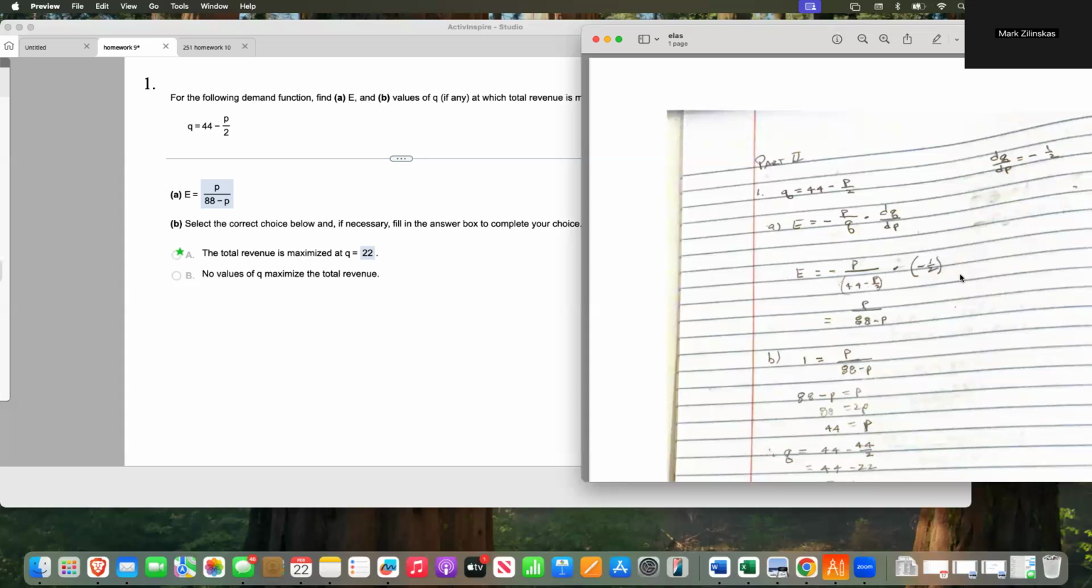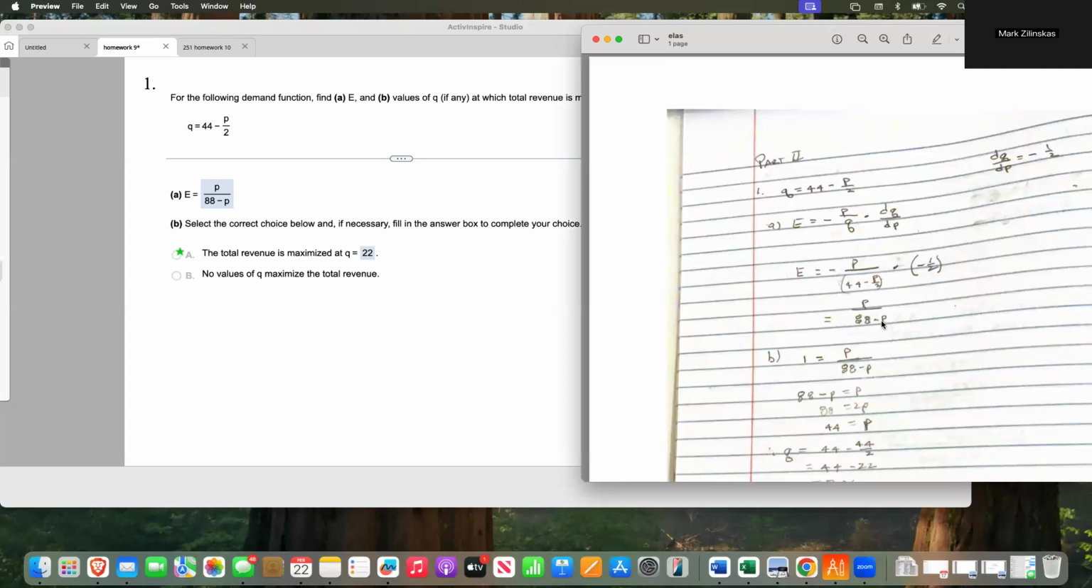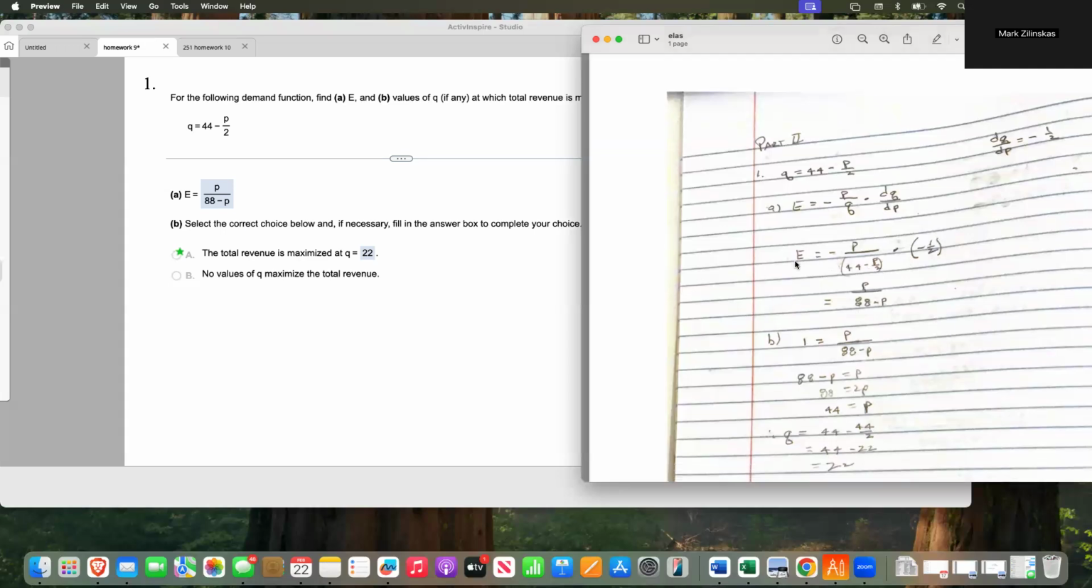Now all I'm doing is simplifying. If I multiply these two things together, I have a negative times a negative, so I'm going to get a positive. And the 1 times P is just going to give me P. I distribute my 2 through the denominator, so 2 times 44 is 88, and 2 times P over 2 is just going to give me P because the 2's will cancel out. So this is my equation for E.